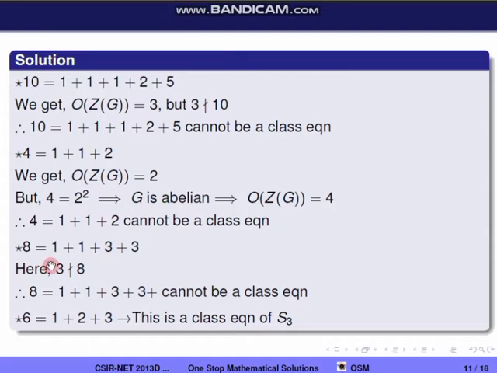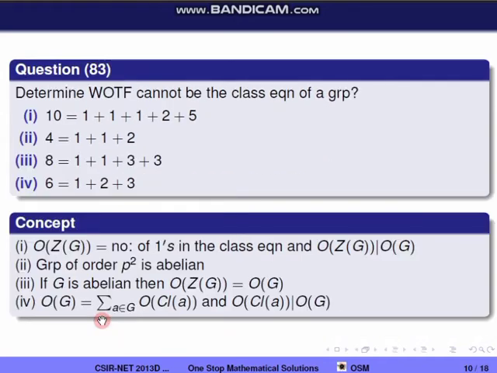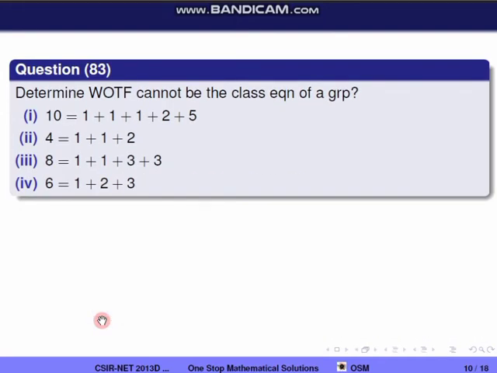8 is equal to 1 plus 1 plus 3 plus 3. We should have the order of every conjugacy class of a dividing the order of G, but here 3 doesn't divide 8, so this cannot be the class equation. And the last option, 6 is equal to 1 plus 2 plus 3, and this is generally the class equation of S3. So the correct option is the last one, option 4.